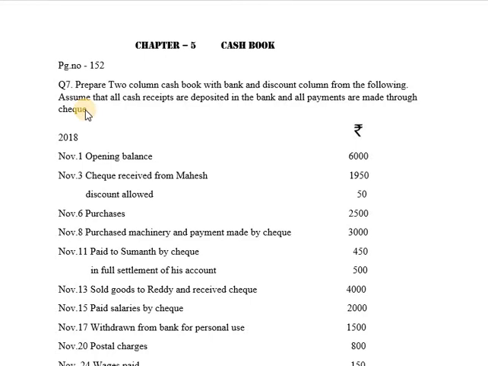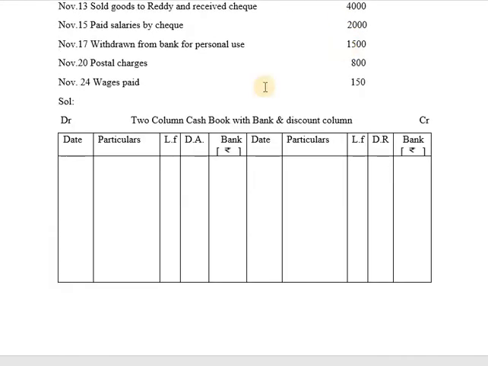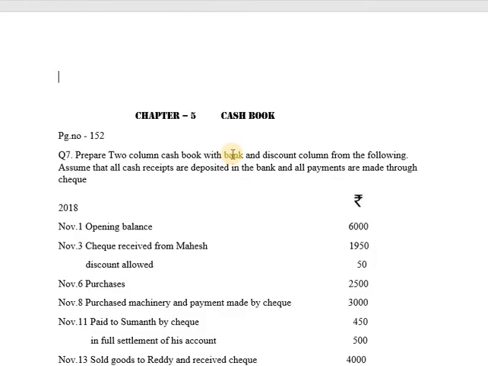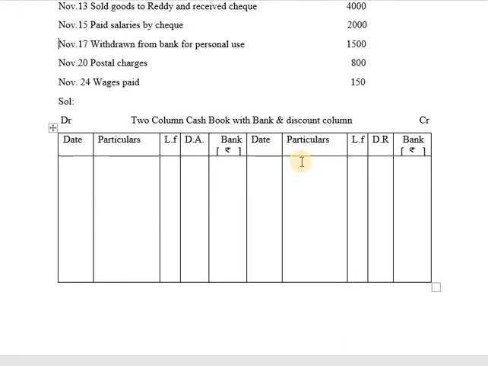So in this problem you are required to prepare 2-column cash book. The difference between the other problems and this problem is that you are required to prepare 2-column cash book with bank and discount column. It means that the format for 2-column cash book was date, particulars, LF, discount allowed. Here we used to write amount rupees. But as the question has specified you to prepare a 2-column cash book with bank and discount column, so we'll be taking 2 columns, discount allowed and bank. Instead of writing amount, we'll be writing it as bank.